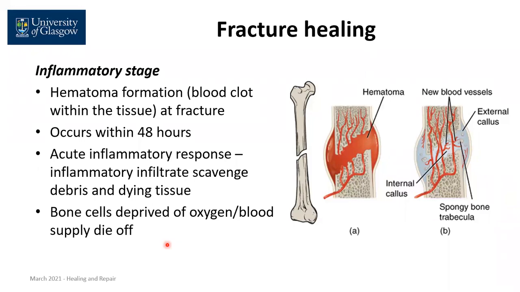The bone cells within the hematoma will be deprived of oxygen. The blood supply will die off, and thereby you need immune cells to scavenge these dying bone cells and prevent them from entering circulation, or remove them from circulation.